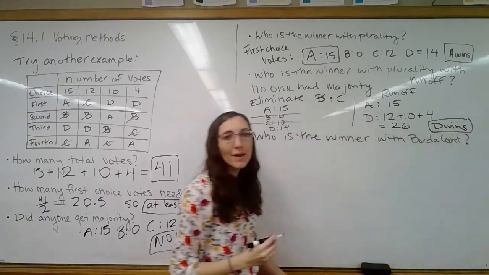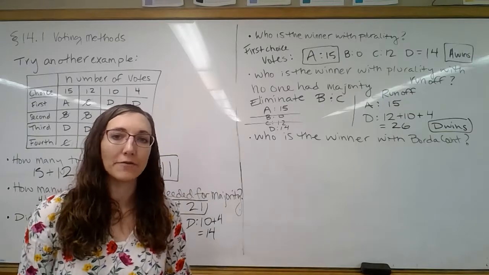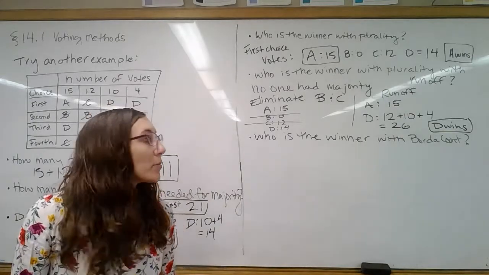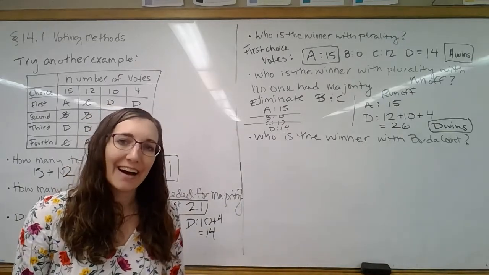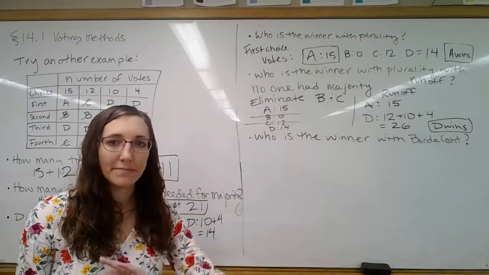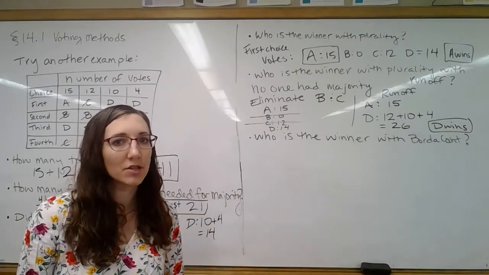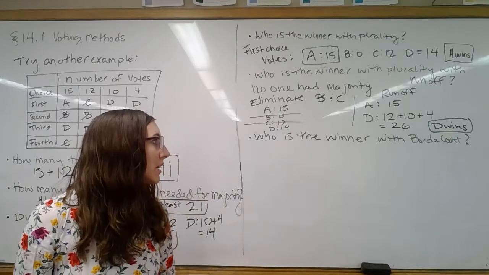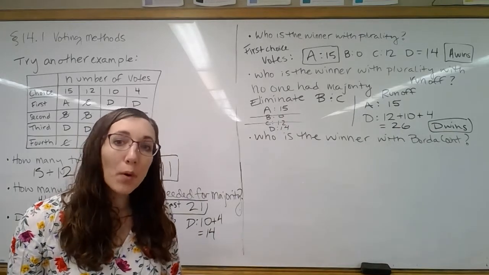So D wins since they had 26. They had more after the runoff. And remember, we only did the runoff because we didn't have a majority. If you have a majority, just declare that person the winner. Done, good to go. Last method is Borda count.